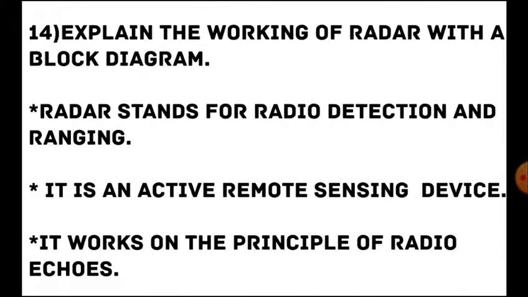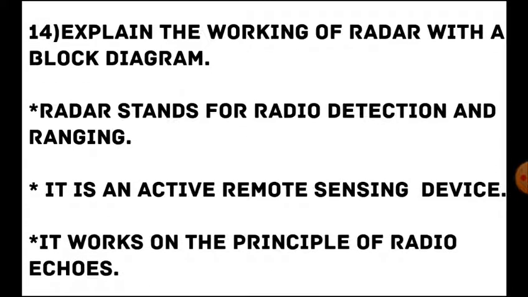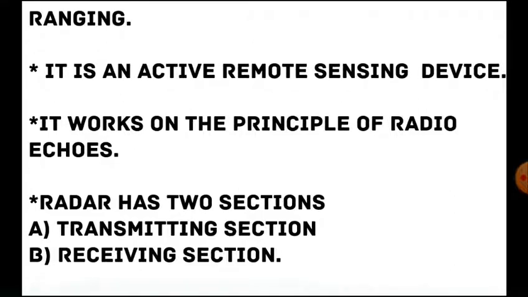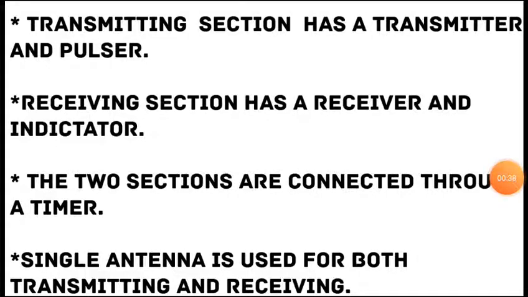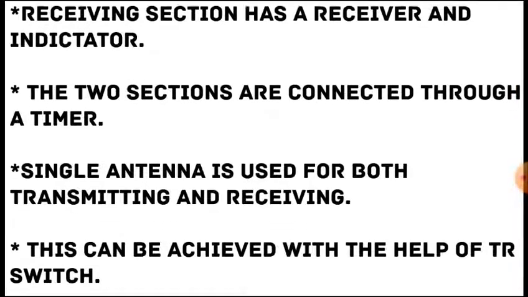The answer is: radar stands for radio detection and ranging. It is an active remote sensing device. It works on the principle of radio echoes. Radar has two sections, one the transmitting section and two the receiving section. The transmitting section has a transmitter and pulser, while the receiving section has a receiver and indicator. The two sections are connected through a timer.